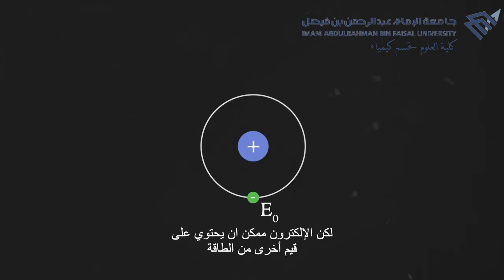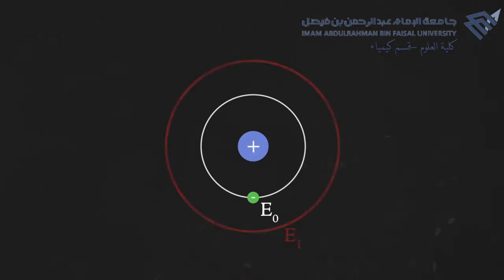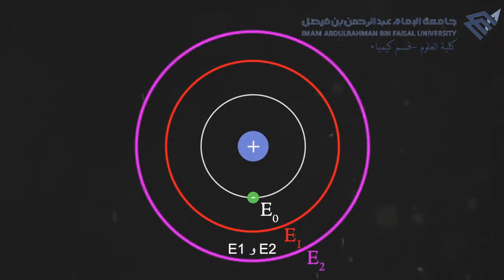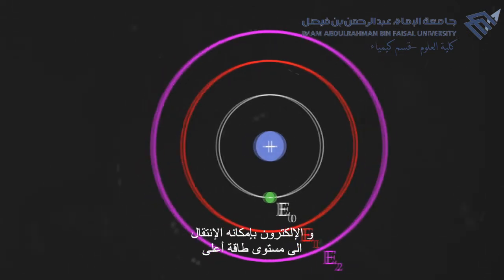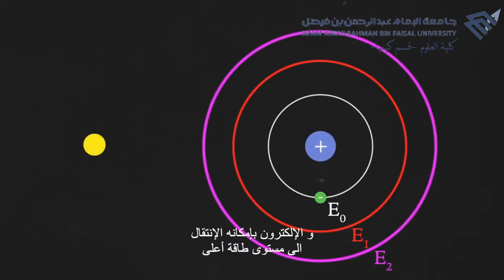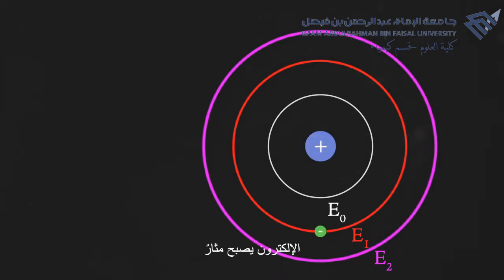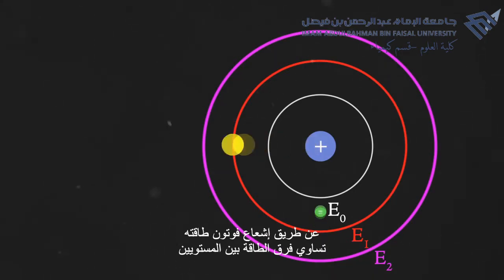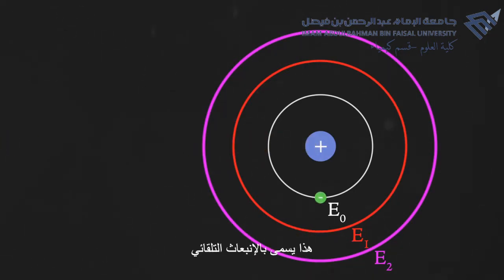However, an electron may have other discrete values of energy. For this example, two energy levels will suffice, E1 and E2. An electron can be excited to a higher energy level by absorbing a photon whose energy is equal to the energy difference between the levels. The electron is said to be excited. However, after a very short time, the excited electron will go to the lower energy level by emitting a photon equal to the energy difference. This is called spontaneous emission.